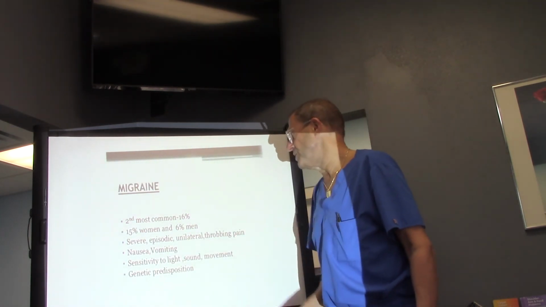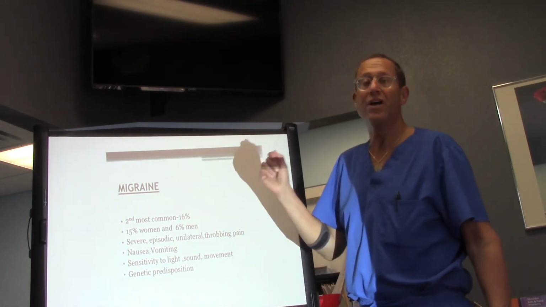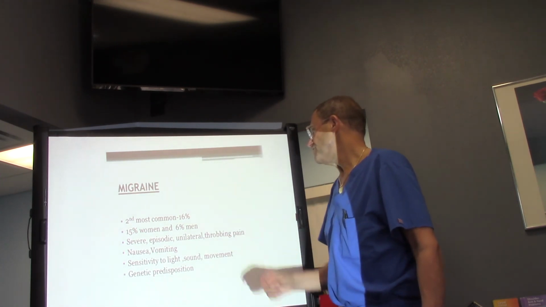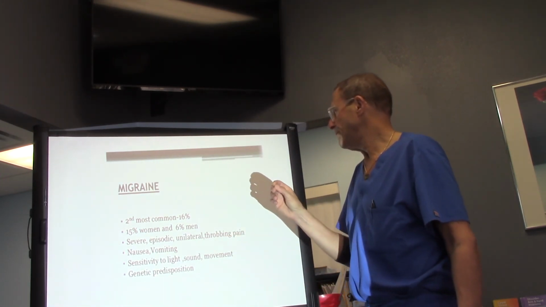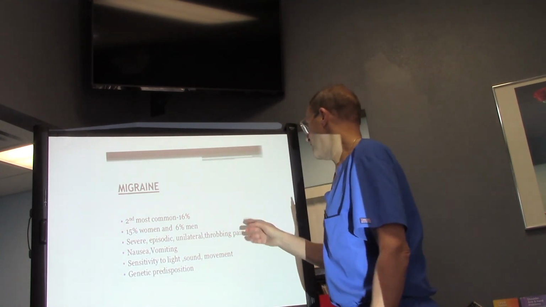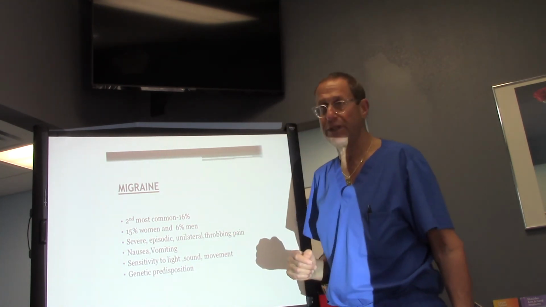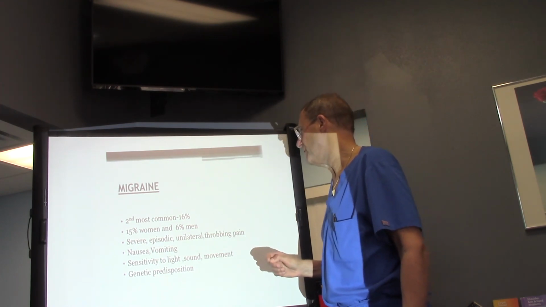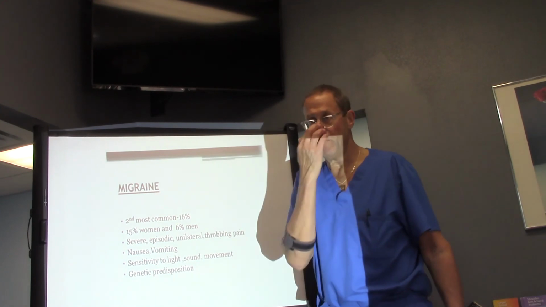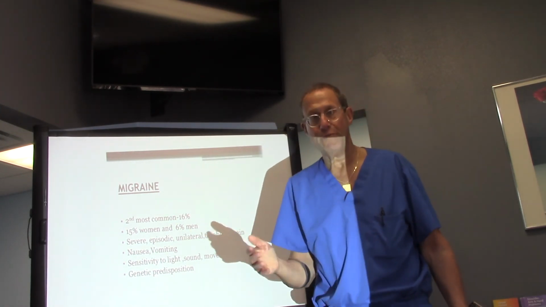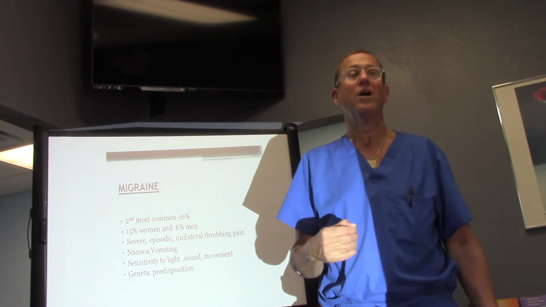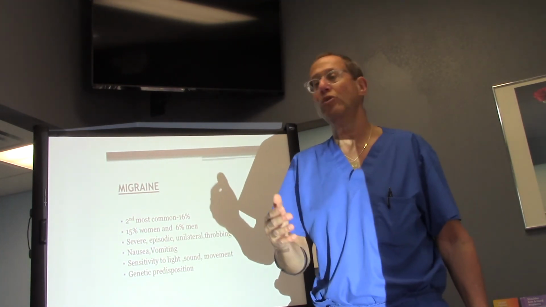Migraines, the second most common, about 16% of headaches. 15% of women will get them, 6% of men. Severe, episodic, unilateral, it's usually on one side of the head. Throbbing pain, nausea, vomiting, you will usually get nausea and vomiting, or at least nausea. Sensitivity to light, sound, movement, any type of movement, your own body's movement, and you like to be in a dark room at that point.